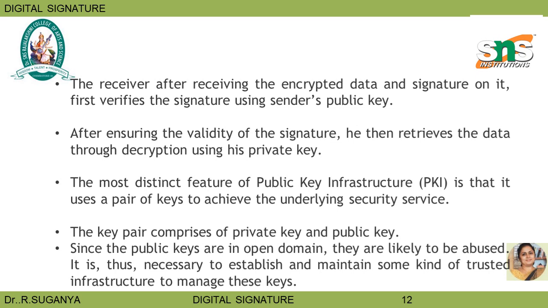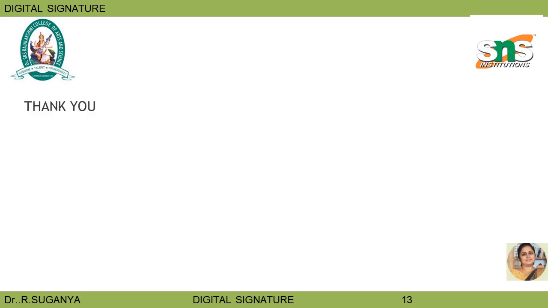The most distinct feature of public key infrastructure is that it uses a pair of keys to achieve the underlying security service. Since public keys are in the open domain, they are likely to be abused. So we need to establish and maintain some kind of trusted infrastructure to manage these keys.